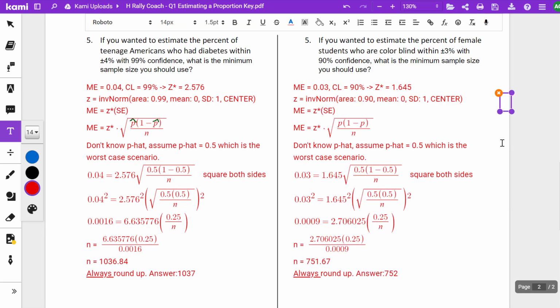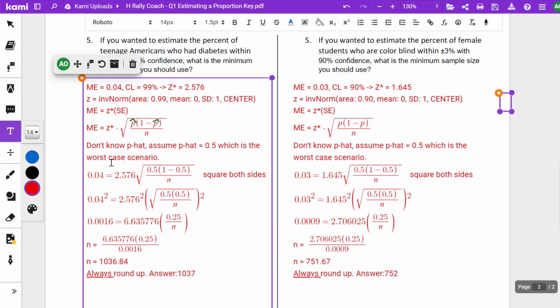All right, you put your area in, use a mean of 0, a standard deviation of 1, because we're doing a standardized critical value, and you want center area. Now, we're going to use the formula that margin of error equals your critical value times your standard error. So here it is, kind of plugged in a little bit more. And now we put in some numbers. But since we don't know p hat up here, we're going to assume it's 0.5. That's the worst case scenario that I just showed you in the notes. And you can square both sides and you can solve for n. One strange thing is you always round up. Even if this was 1036.0, you would still go to 1037.